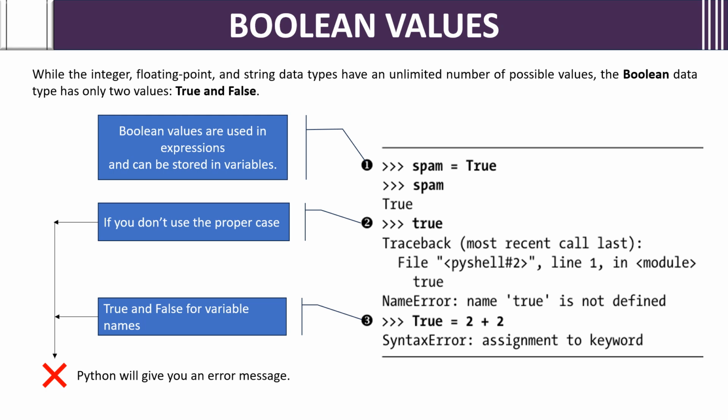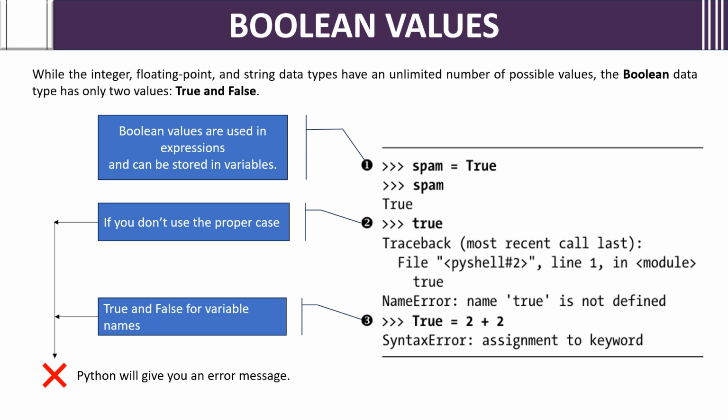Okay. True equals 2 plus 2. Syntax error. Assignment to keyword. We can't use True like a variable. True equals 2 plus 2, you can't write like that. Assignment to keyword. True is a keyword for the Boolean value. We can't assign some values to that. So it is a syntax error.